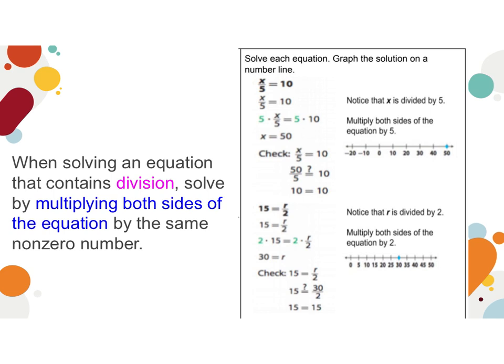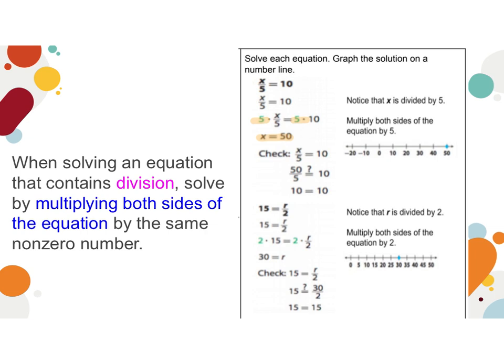When solving an equation that contains division, we will solve by multiplying both sides of the equation by the same non-zero number. So on the right, we have a few examples. Our first equation, we see x divided by 5 equals 10. X is divided by 5, so the opposite operation, or inverse operation, is to multiply by that same number. So we will multiply both sides of our equation by 5. The two 5s cancel out and leave x by itself, and 5 times 10 is 50, so x equals 50.